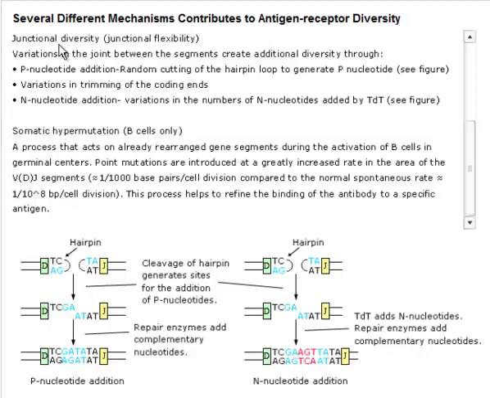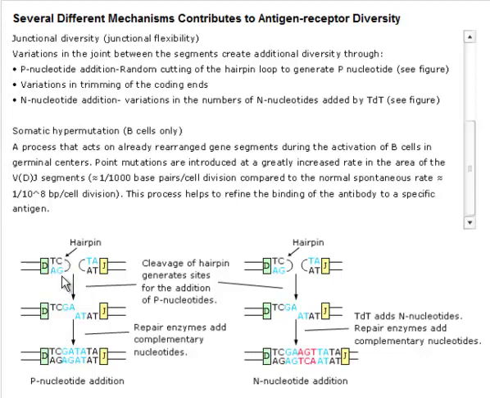So junctional diversity is going to give this flexibility, and so our P nucleotide addition, or random cutting of the hairpin loop, generates P nucleotides, and then you have variations in trimming of the coding ends, and then that nucleotide addition by the TDT protein that introduces more segments. So the P nucleotide addition, or random cutting of the hairpin loop, is going to generate a little bit more diversity as well. So you can see we've got nucleotide addition at this place.